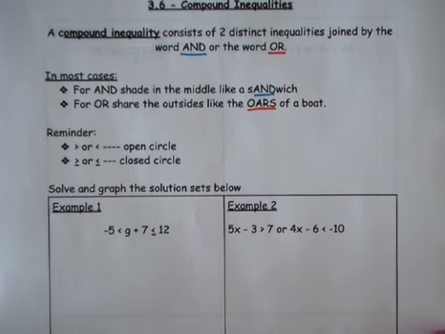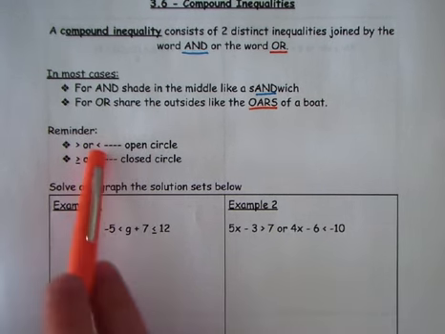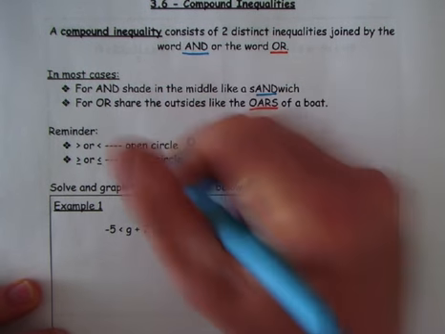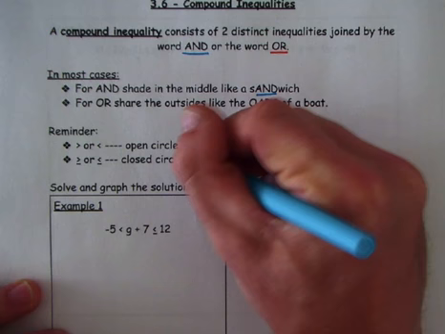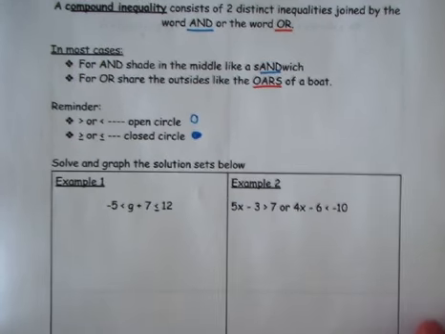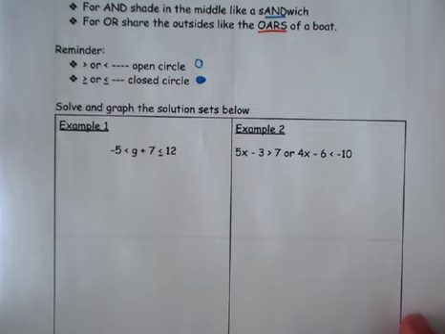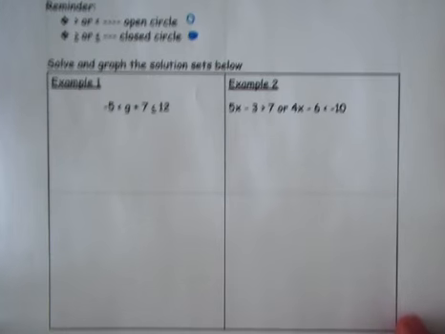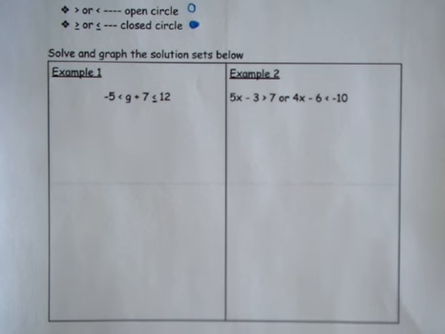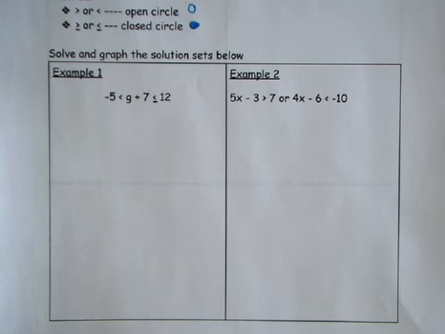Quick reminder that the greater than or less than is going to be an open circle when we graph, right? Open circle. Greater than or equal to, less than or equal to is a shaded in or closed circle. So we're going to solve or graph the solution sets below. And I'm going to start with example 1 here. Example 1, which says negative 5 is less than g plus 7, which is less than or equal to 12.